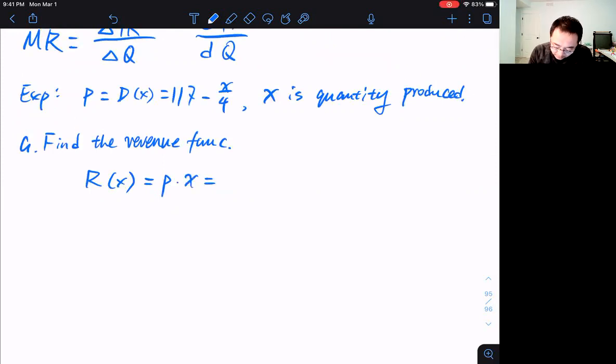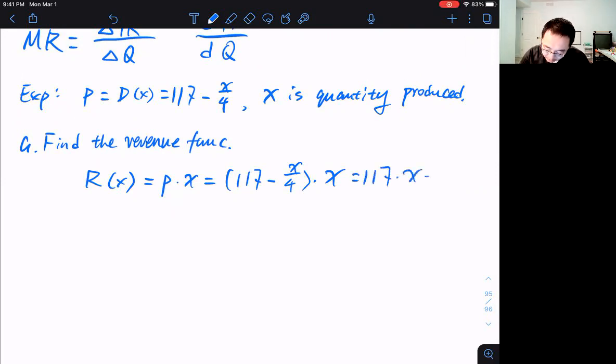So that means it is 117 minus X over 4 times X, right? Because price is expressed in the demand function by 117 minus X divided by 4. Okay, so price and quantity are related. So this gives you 117 times X minus X squared over 4. Okay, that is your revenue function, because that's what you get by multiplying price and quantity together. Okay, and that gives you your revenue, which is how much money you're bringing in. Okay, so that's the easy part, right?